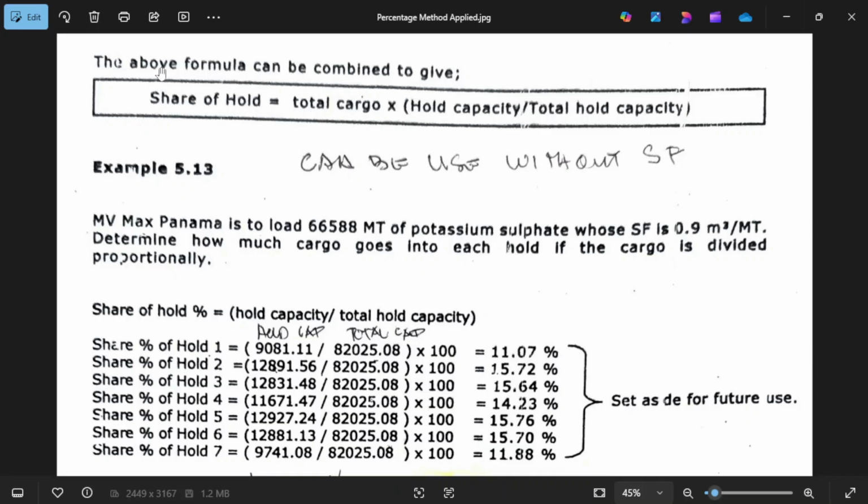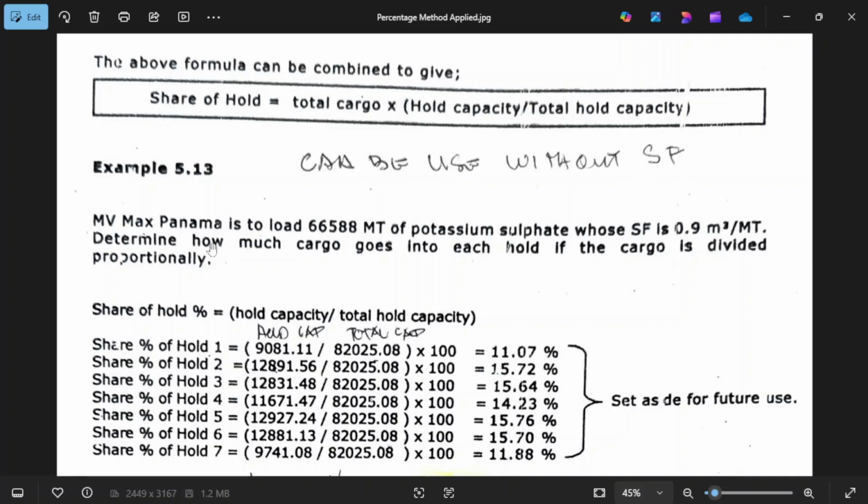Now this is the formula, guys, for loading in each hold. The above formula can be combined to give the share of hold: total cargo, meaning the maximum cargo, times the hold capacity over the total hold capacity. So, the total amount of cargo multiplied by the hold capacity over the total hold capacity. In this case, we don't use the storage factor.